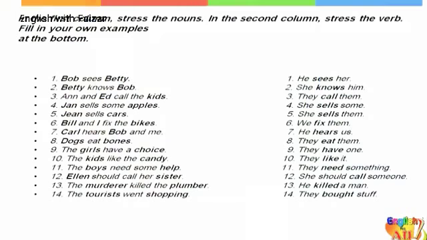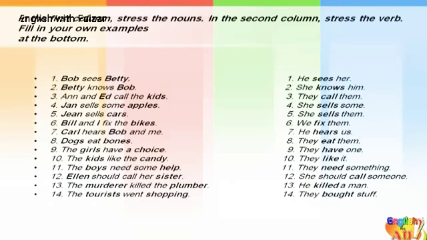In the first column, stress the nouns. In the second column, stress the verb. Fill in your own examples at the bottom. 1. Bob sees Betty. He sees her. 2. Betty knows Bob. She knows him.